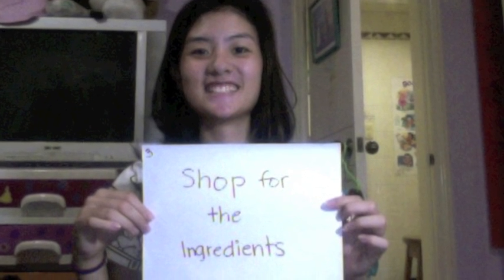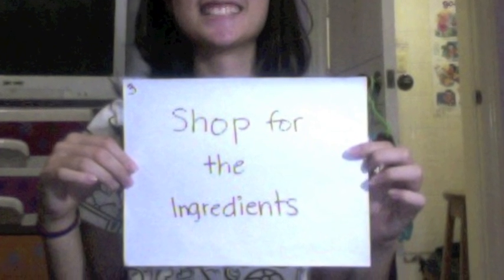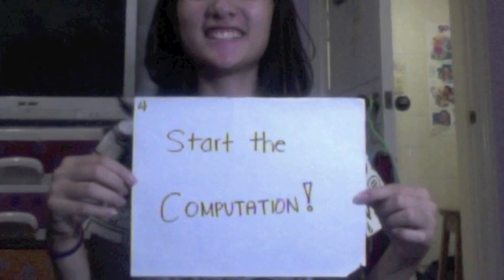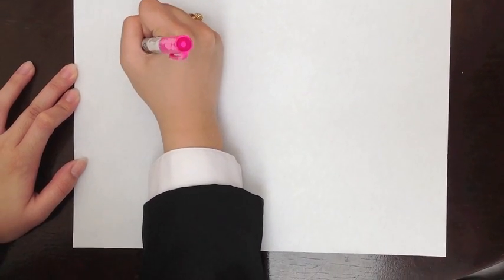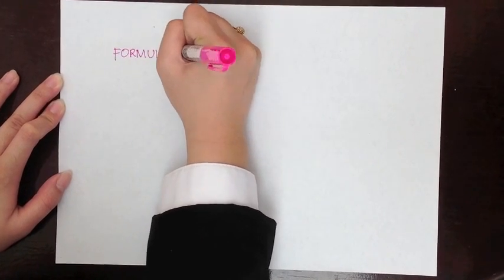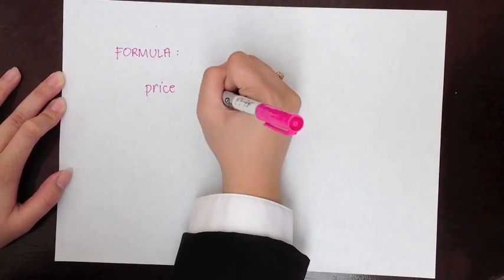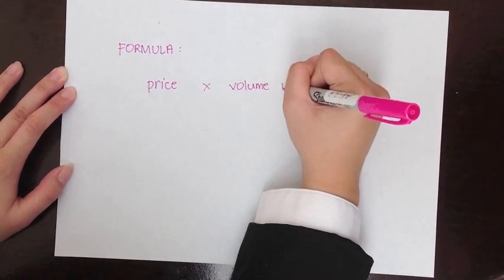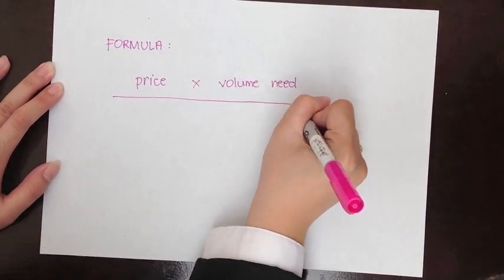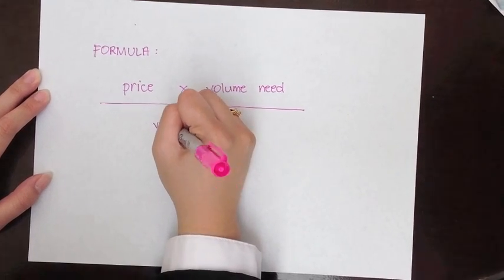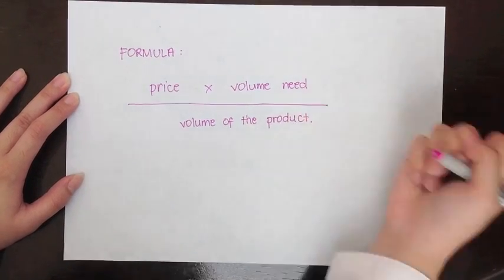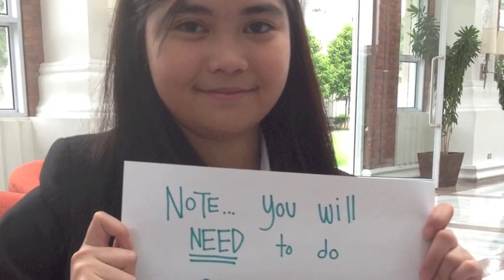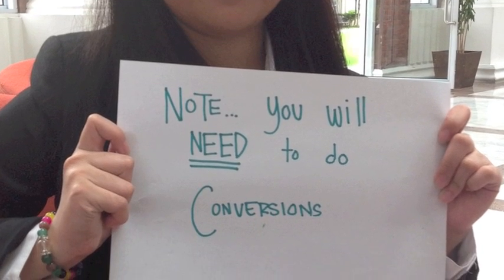For the third step, you are now going to shop for the ingredients needed for the recipe. And for the last step, we are going to show you how to do the computation. Note, we are going to do some conversions. Here's the formula for us to know how much each ingredient would cost per serving: the price of the product multiplied by the volume needed stated in the recipe divided by the volume of the product bought from the market. Please take note that you will need to do conversions. You can search for conversions online.